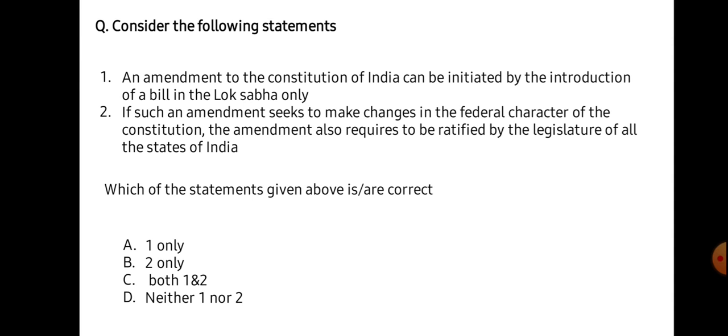Consider the following statements. An amendment to the Constitution of India can be initiated by the introduction of a bill in the Lok Sabha only. If such an amendment seeks to make changes in the federal character of the Constitution, the amendment also requires to be ratified by the legislature of all the states of India. So please select the correct answer. So the answer will be neither.